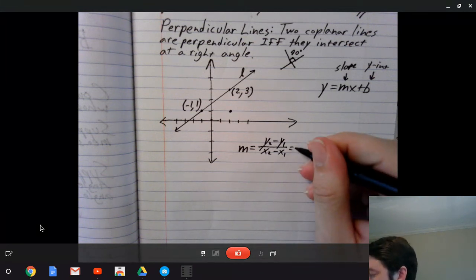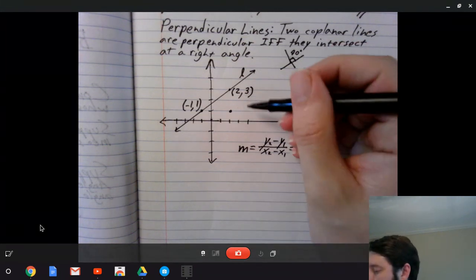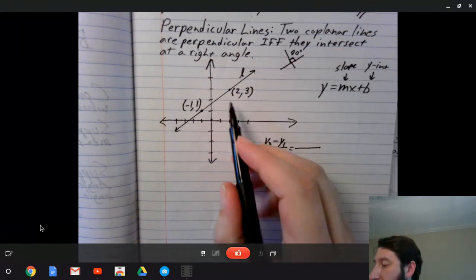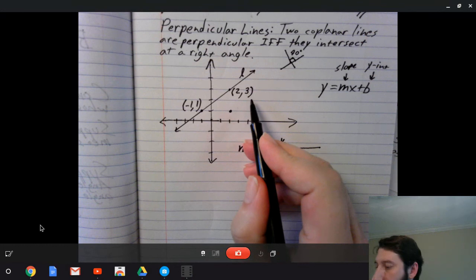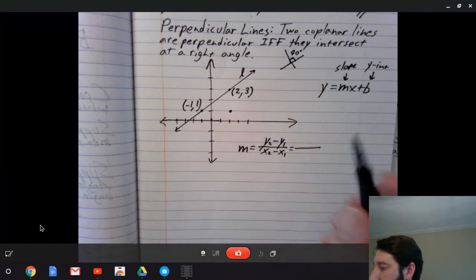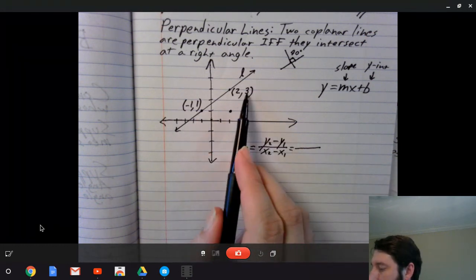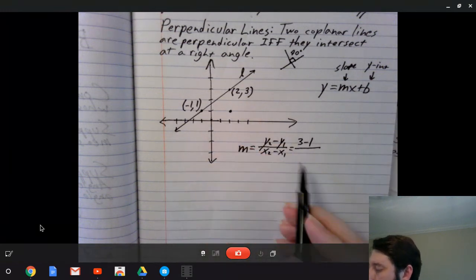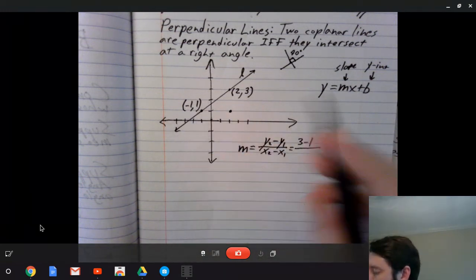So now let's start plugging some stuff in here. So I'm going to say, let's say this is the second point, this is the first point. So my x2 and y2 are over here, x1 and y1 are over here. So I'm going to have y2 minus y1, so that's 3 minus 1 on top. Then on the bottom, I'm going to have 2 minus negative 1.